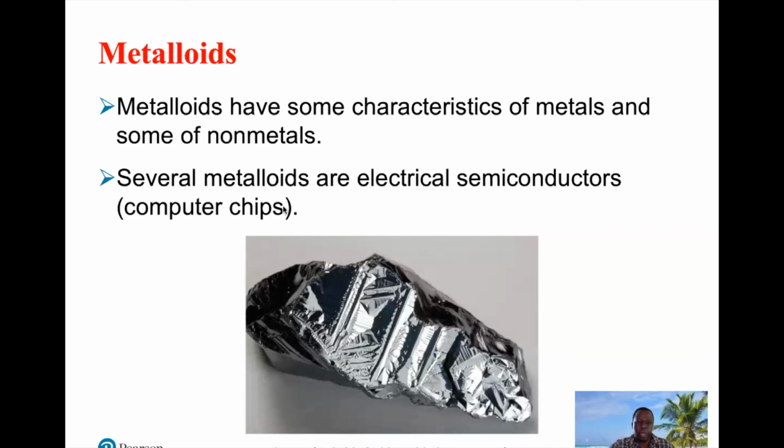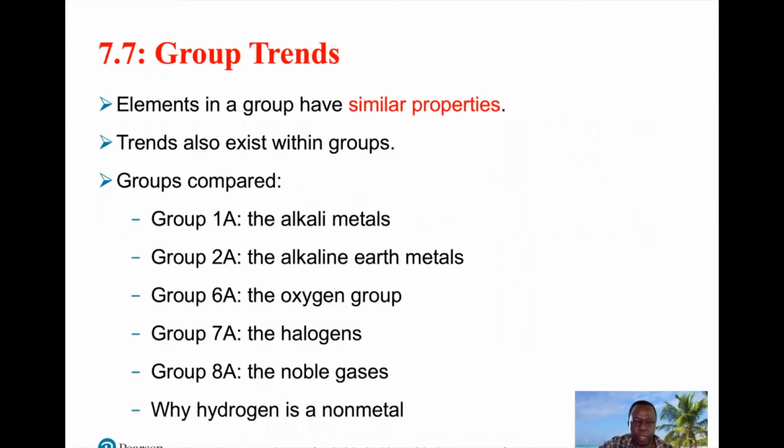So here is an example of a metalloid, and there are several of them. When they are in pure form, that means when nothing has been added, they are good insulators. But if something is added to them, they are good electrical semiconductors used in computer chips. As I said, they are mixed with other stuff to improve their use.